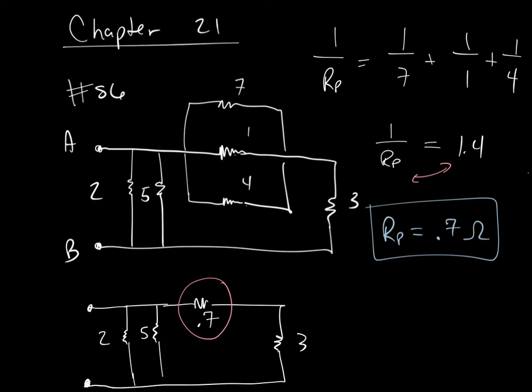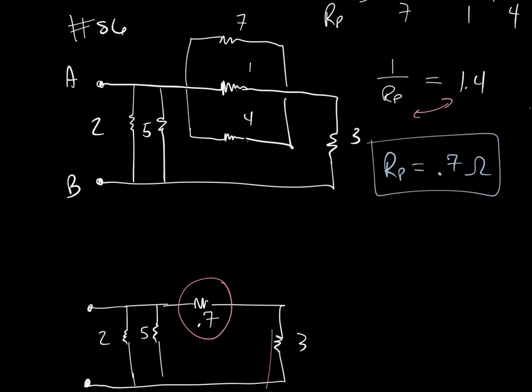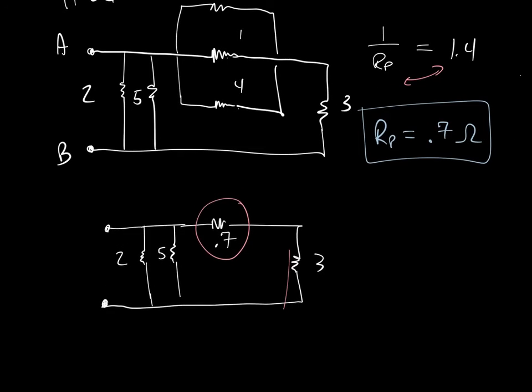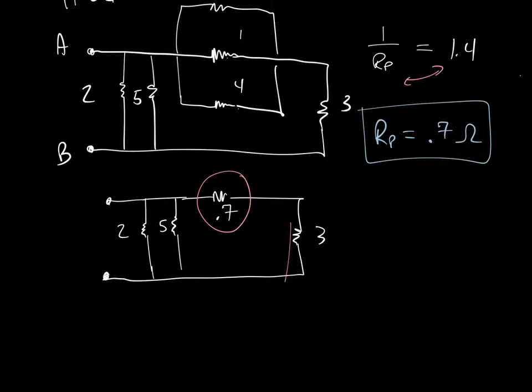Now, the next step, as Jake picked up on, is to always look for series. Look for series. Ernest, where do you see series here? So 0.7 and 3. Yeah, the 0.7 and the 3 are in series now. The way you can see that is there's no branching that occurs after the 0.7 up until the 3. Look from the 0.7 on. These continue one after the other. So replace these two with one resistor.